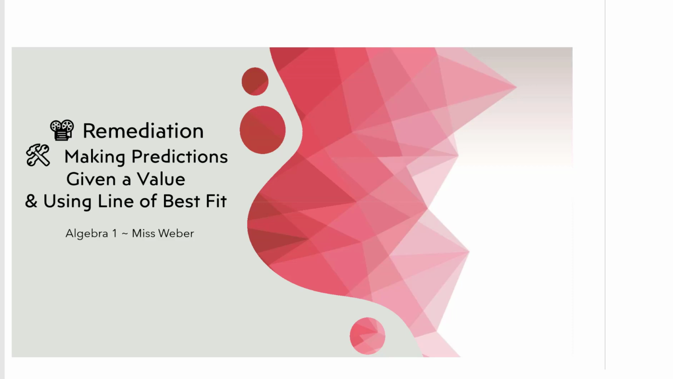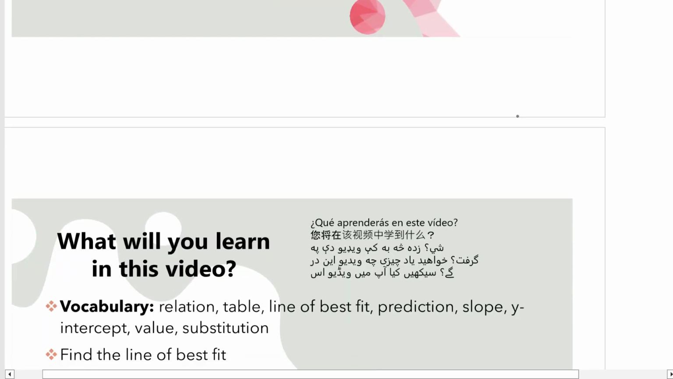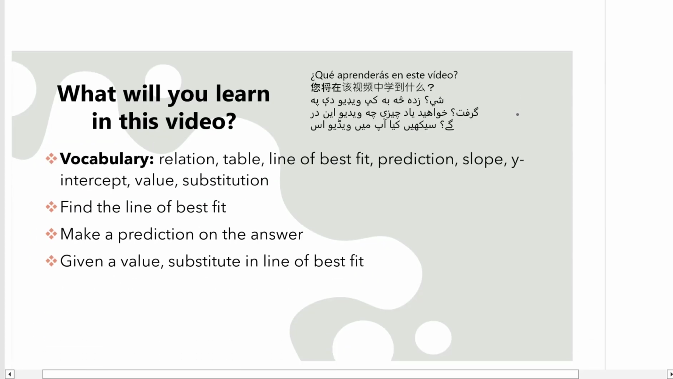This is the remediation video for making predictions given a value and using line of best fit. What will you learn in this video? You're going to learn vocabulary: relation, table, line of best fit, prediction, slope, y-intercept, value, and substitution.